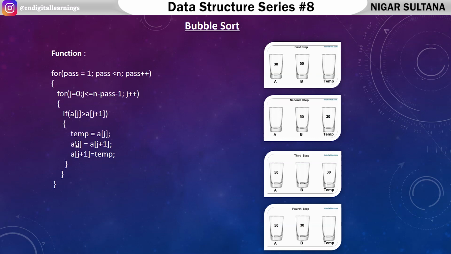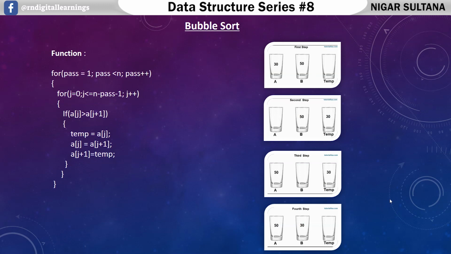Similarly, this is the code of swapping. We are taking a temp variable, and the value of A of j will be given to temp. The next adjacent value, that is A of j plus 1, will be given to A of j. Then whatever the value of temp is, we will give it to the next element.